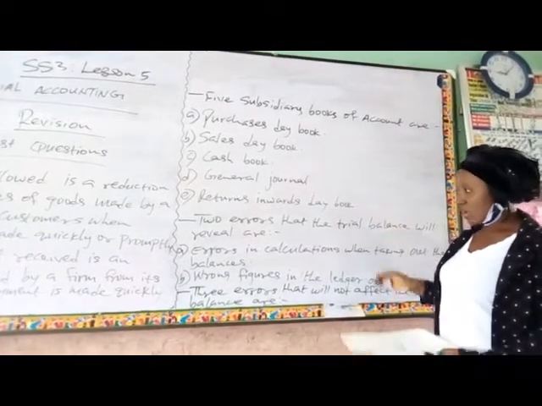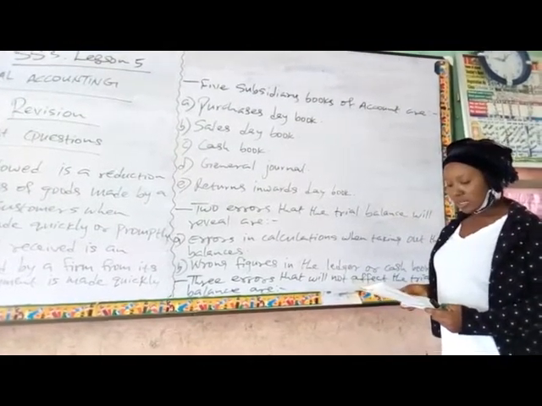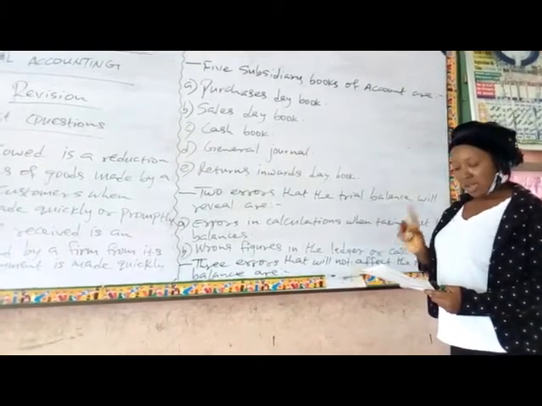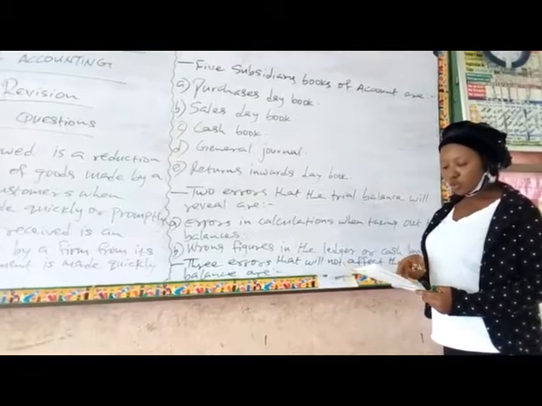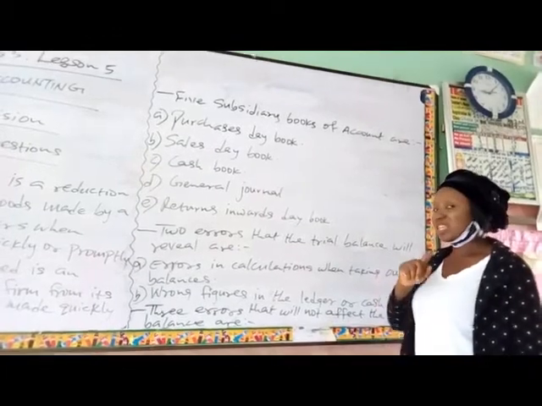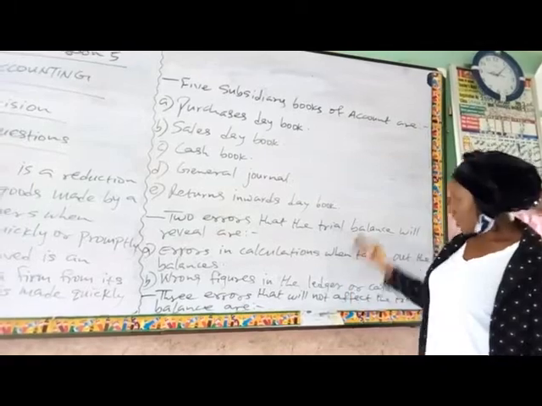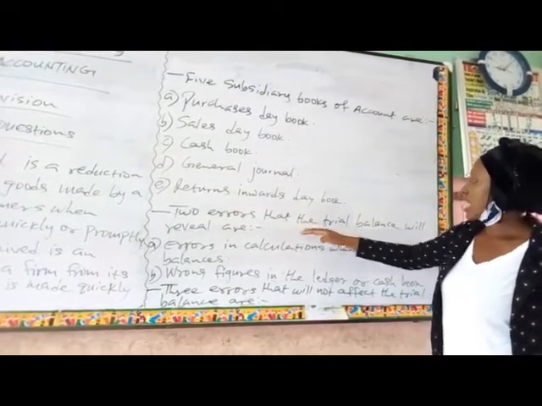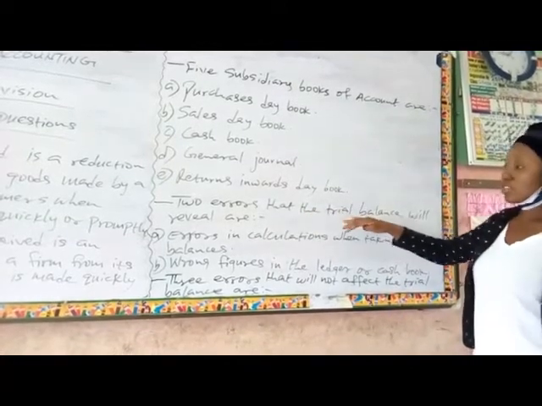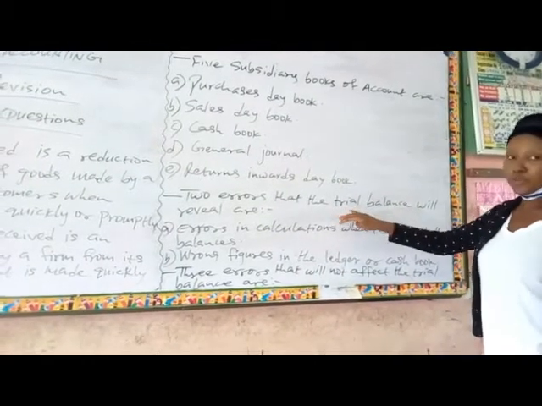Now, the next question says, list two errors that the trial balance will reveal and three errors that will not affect the trial balance. That is the nature of the question here. First, we have two errors that the trial balance will reveal.